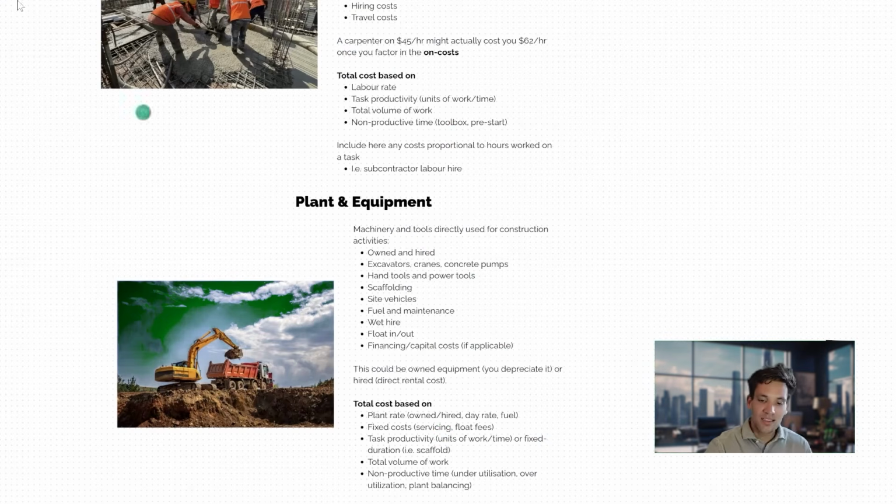Now, one thing with plant that you don't get as much when you're estimating labor costs is that plant and equipment is often hired for a fixed duration. So you might only use scaffold for certain periods of time, but you are going to hire the scaffold at the start of the job and off hire it at the end of the job. So sometimes productivity isn't a good metric when talking about plant. You have to talk about fixed duration and do what's referred to as plant balancing, where you can work out how much plant you need across the duration of the project and then smooth that out.